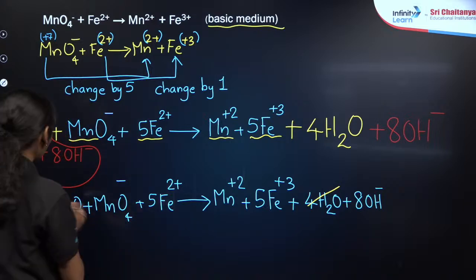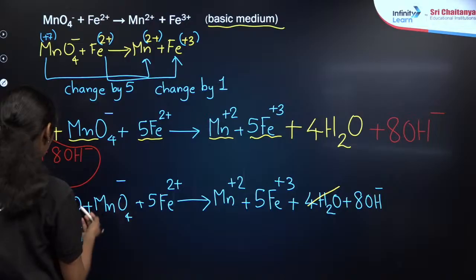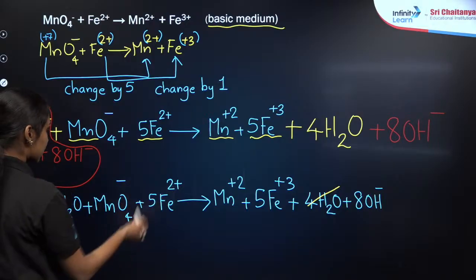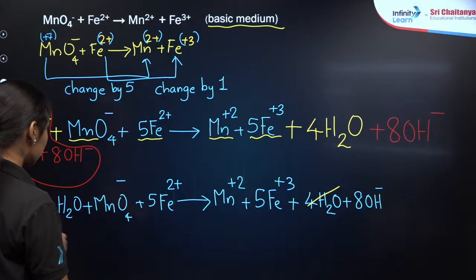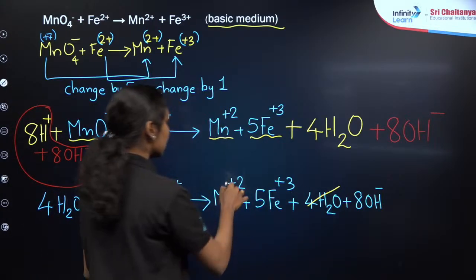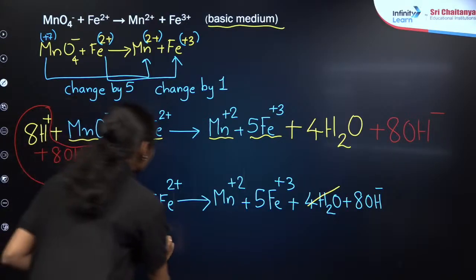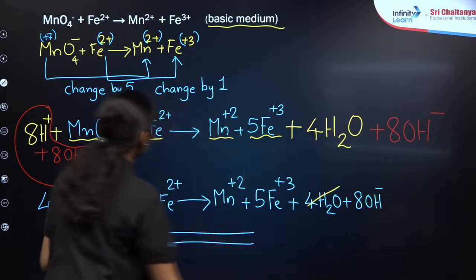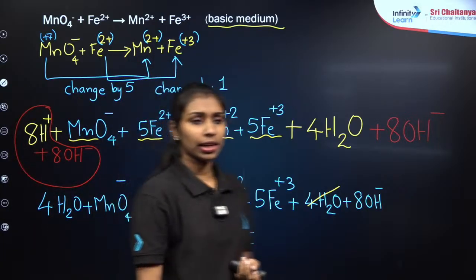minus. Now, whenever you are checking the charge, it is shown that charge is already balanced. You can check here: minus 1 plus 10, 10 minus 1, 9, right? Then again 5 into 2, 5 into 3, 15 plus 17 minus 8, again it is 9. Charge is also balanced here. This will be your final balanced chemical redox reaction for this particular reaction in the basic medium. Clear?